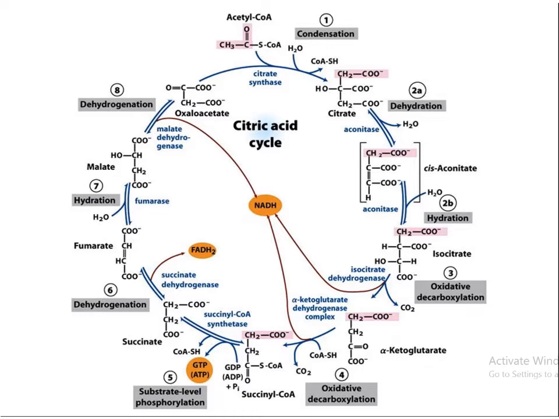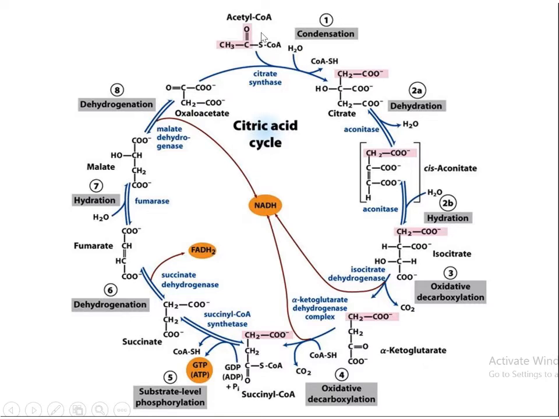Okay. So in my previous lecture, I've already discussed the acetyl CoA production. See here the acetyl CoA. Through glycolysis, the glucose produces pyruvate and then pyruvate converts into acetyl CoA. So here is that acetyl CoA. So now this acetyl CoA, this is a 2-carbon compound.